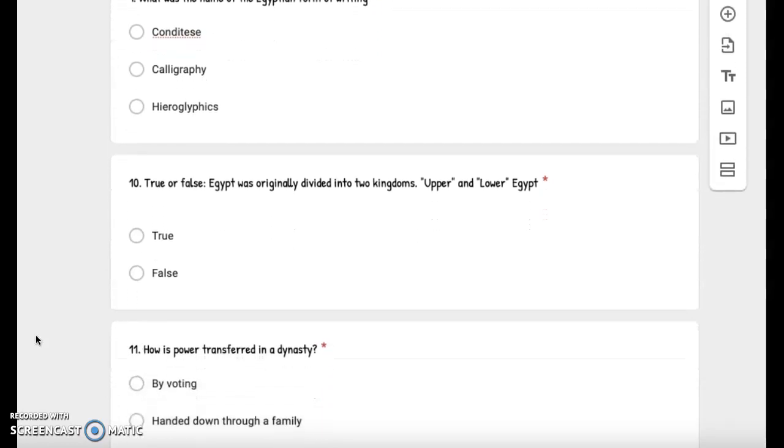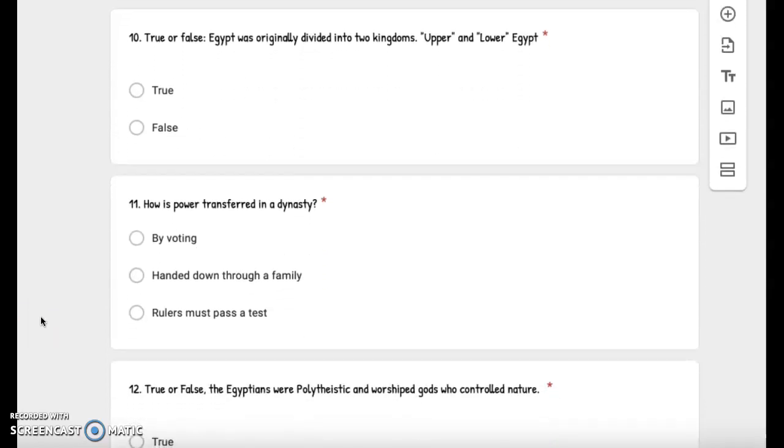Number 10. True or false? Egypt was originally divided into 2 kingdoms, Upper and Lower Egypt. True or false? Number 11. How is power transferred in a dynasty? By voting, handed down through a family, or rulers must pass a test?